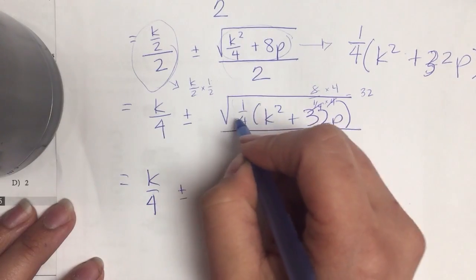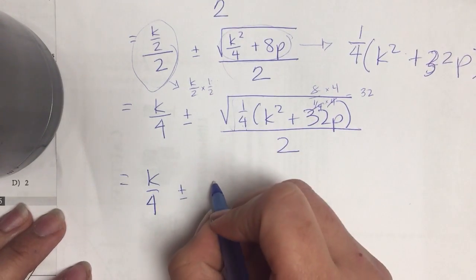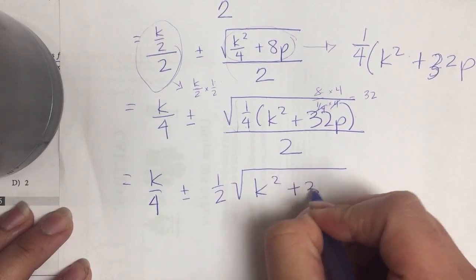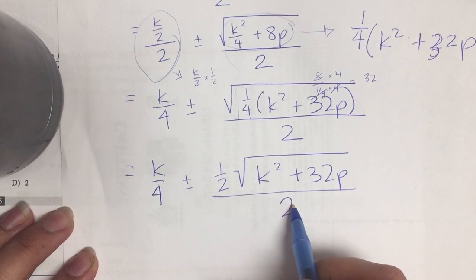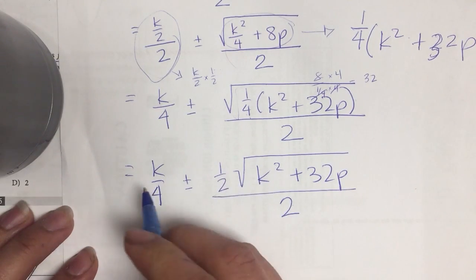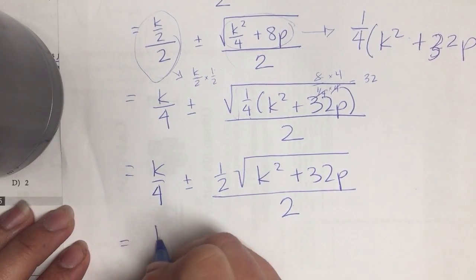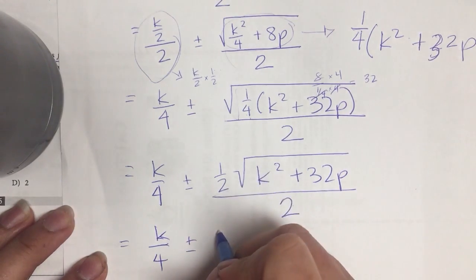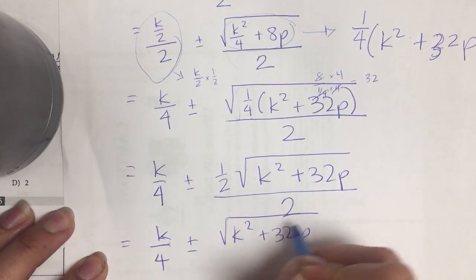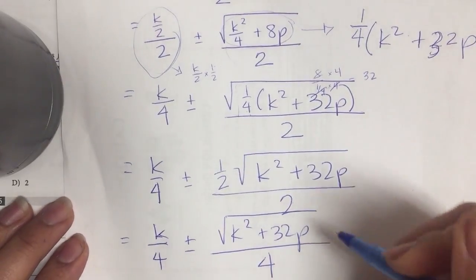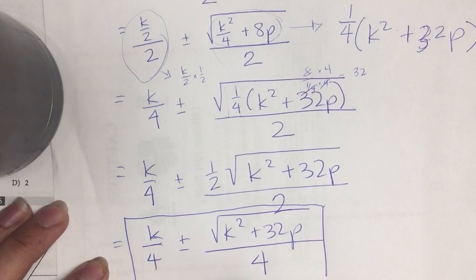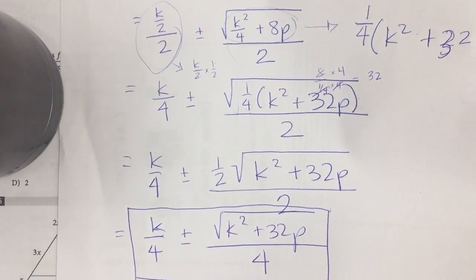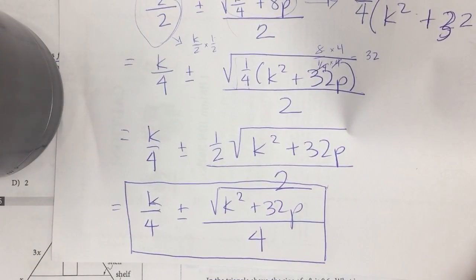Square root of 1/4. Here, if we take the square root of 1/4, that would be 1 over 2. Right? And then we can't take the square root of the rest of this, so we keep it in the radical. Square root of K squared plus 32P, all divided by 2. But just like we said earlier, we can go ahead and multiply times 1/2, and 1/2 times 1/2 is 1/4. So this would be K over 4 plus or minus 1/4 of the square root of K squared plus 32P, or what we have over here, the square root of K squared plus 32P, all divided by 4. And here is our final simplification of what we started with. Okay. And that leaves us with one answer, and that is option D. And finally, we're done.